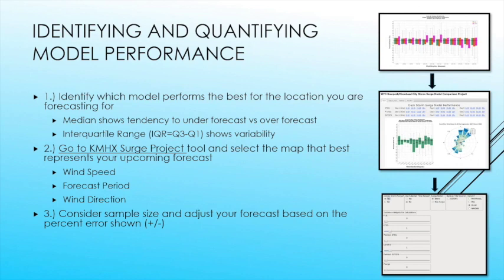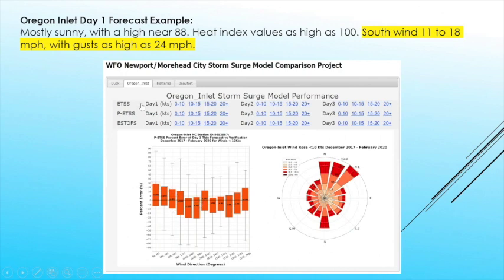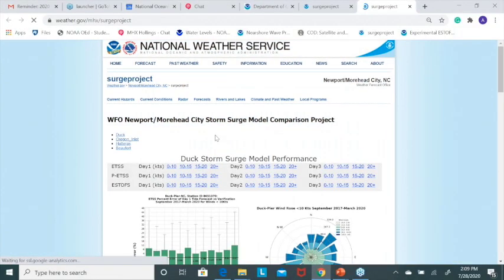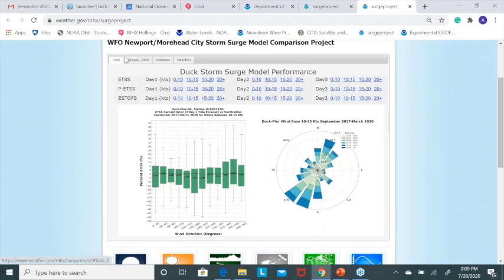And then from there, you can make an adjustment as a forecaster based on sample size and your confidence. So here's the tool I was able to create. There's going to be an example. Let's say you think the winds are going to be out of the south from 11 to 18 miles per hour, gusts as high as 24. So I'm going to, hopefully this works, or it should work. I've tested it many times. So let's go to Oregon Inlet.